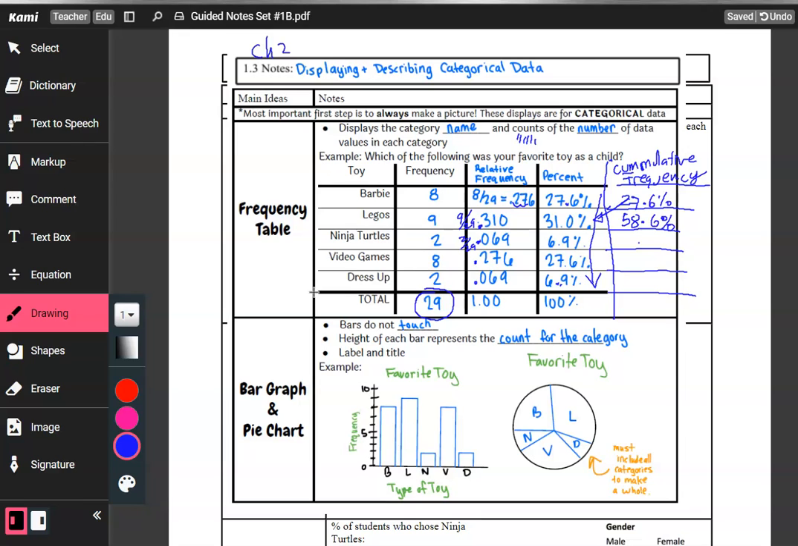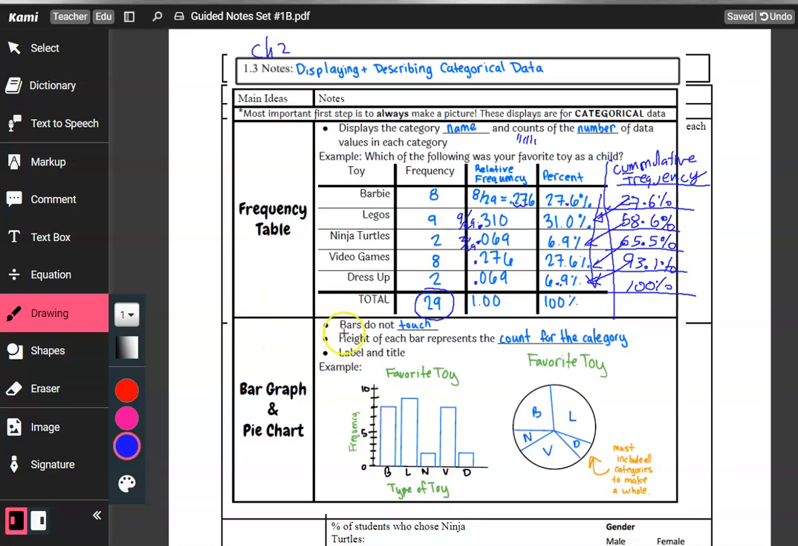You want the next one, you're going to take 58 and add 6.9 to it. Use your calculator for that. That should be 65.5%. Add 65 with the next, with the video games. That should be 93.1. And if you add this with dress up, it'll be 100%. Okay, so that's a cumulative frequency.